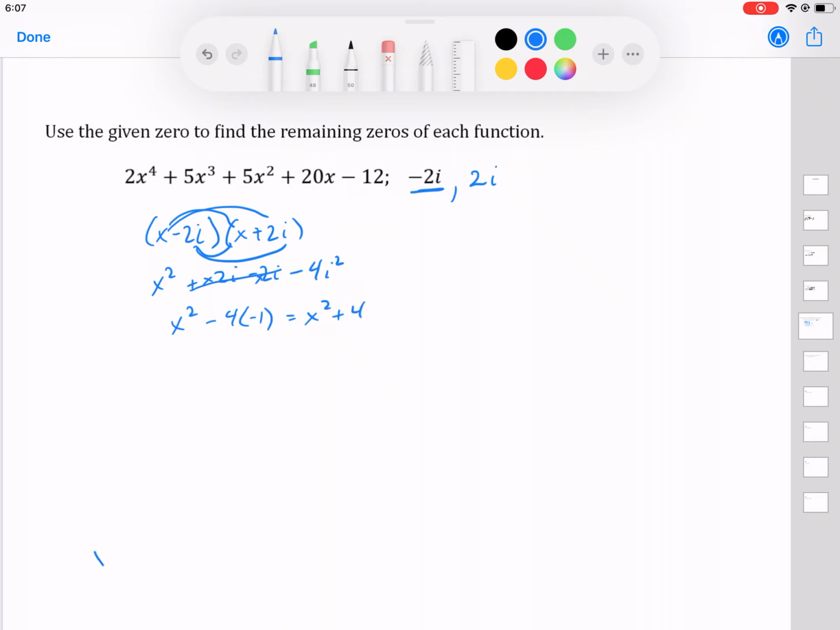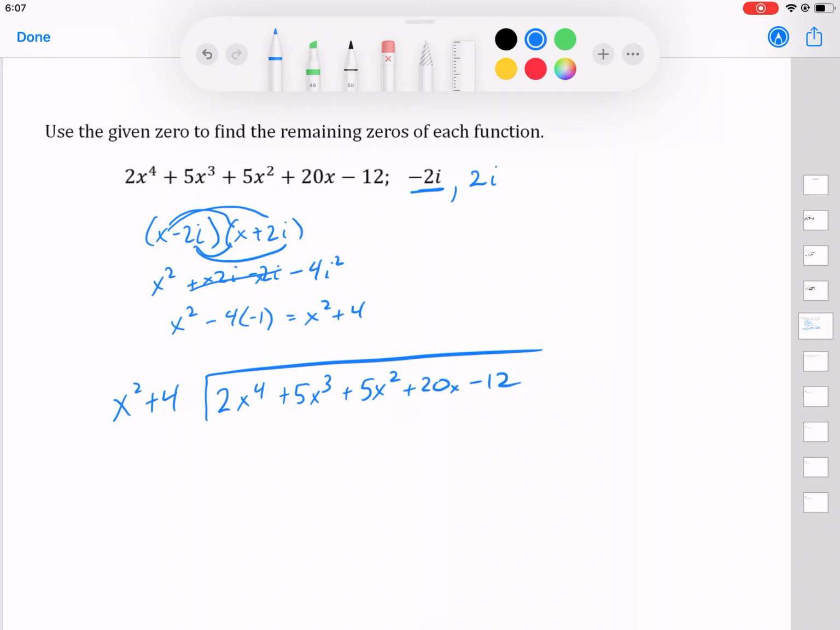That's helpful to know because by knowing that, I can go ahead and do long division, so x squared plus 4, and just divide this whole thing. So 2x to the fourth plus 5x cubed plus 5x squared plus 20x minus 12. I'm going to go ahead and just start dividing. So 2x to the fourth by x squared is 2x squared. Then I'm going to multiply 2x squared by x squared, so I get 2x to the fourth. 2x squared times 4 is 8x squared. And then I'm going to go ahead and subtract all of that.